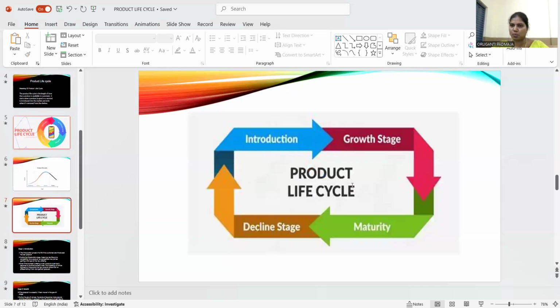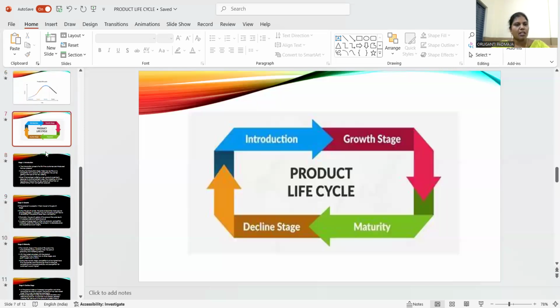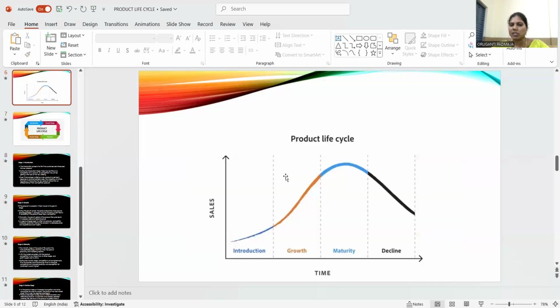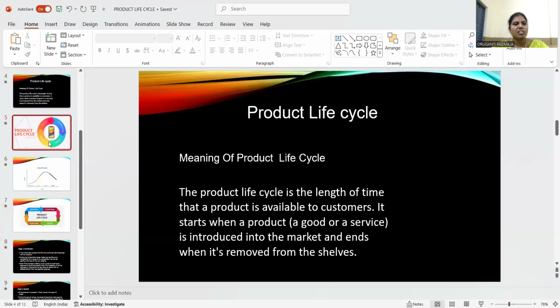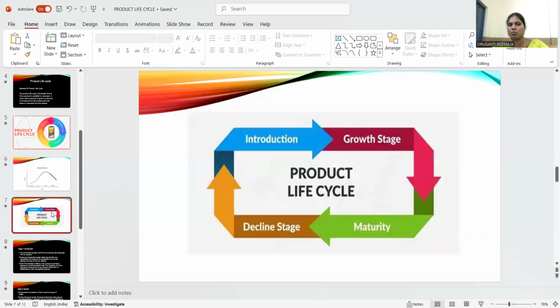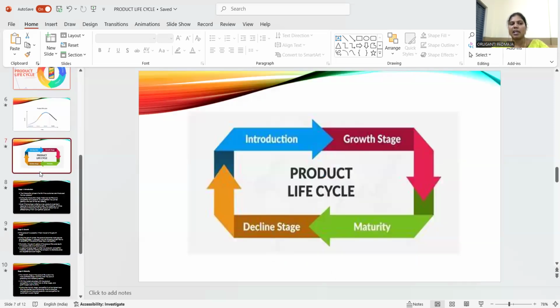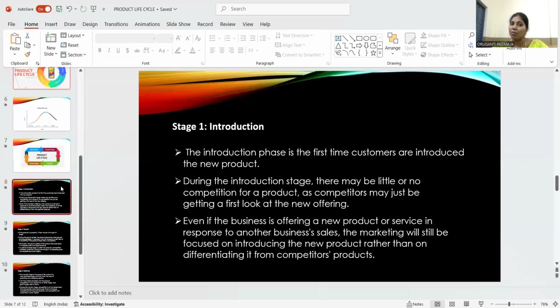This is a brief explanation. This is also the product life cycle graph. The product life cycle can be drawn in different types of graphs. Next, I am explaining the product life cycle briefly. Stage one. The product life cycle has four stages, and previously we discussed them. The first one is the introduction stage.